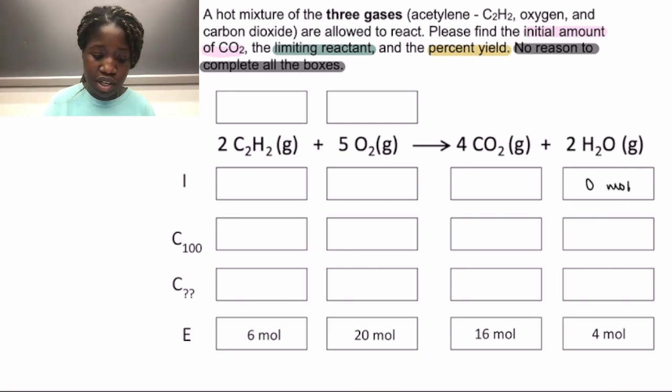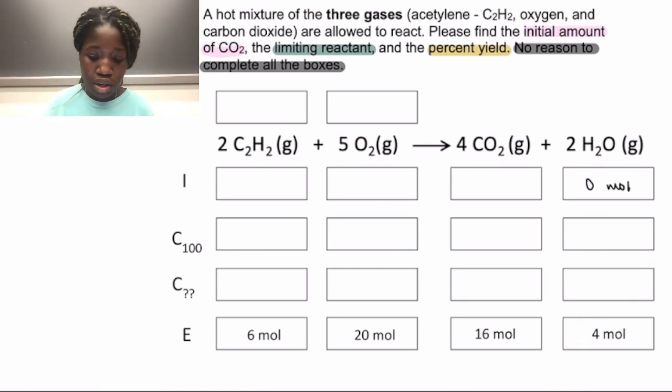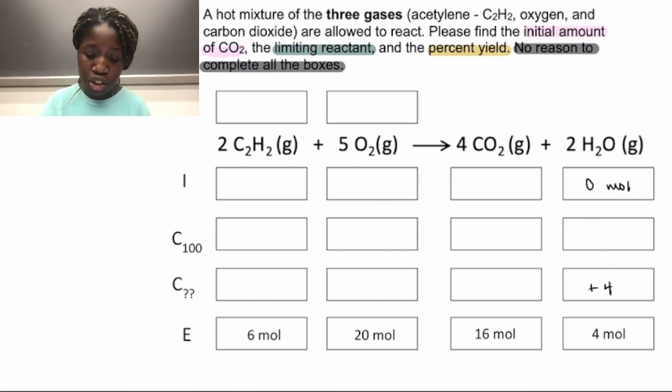And now let's look at our ice table. We have an initial of 0 moles. We end with 4 moles. So we know that we have a change of +4. And so I'll write that in our change question mark line. And I'm doing this because our change question mark line represents what actually happens in the equation. And our change 100 represents what would theoretically happen if everything went perfectly and it went to full completion.